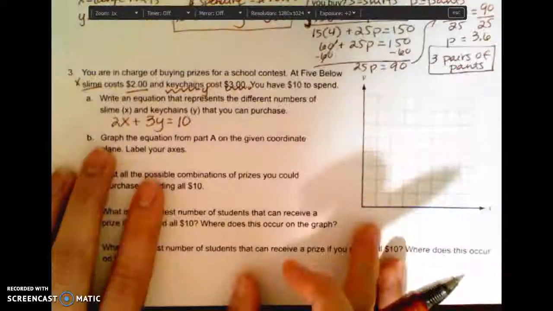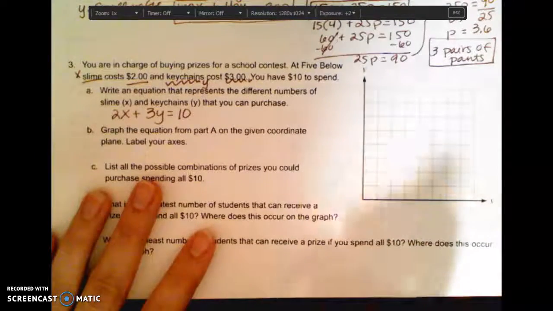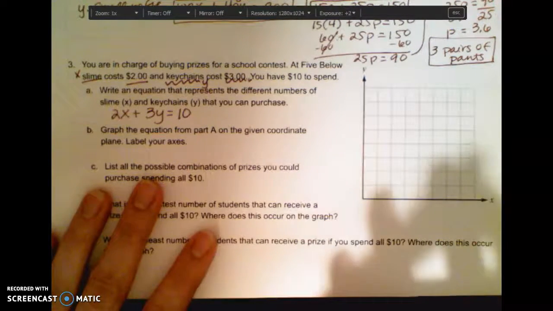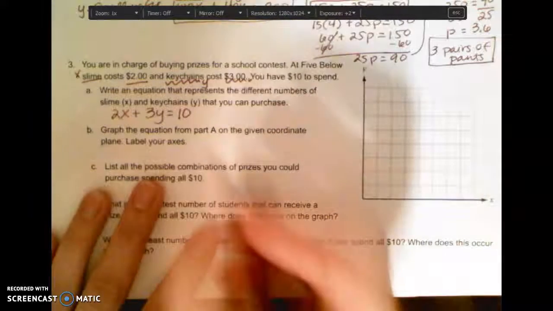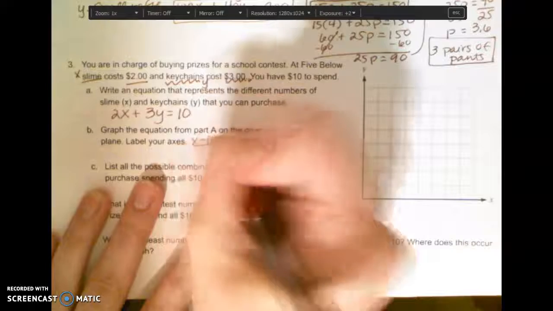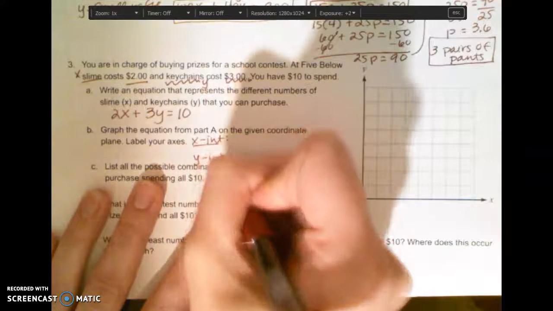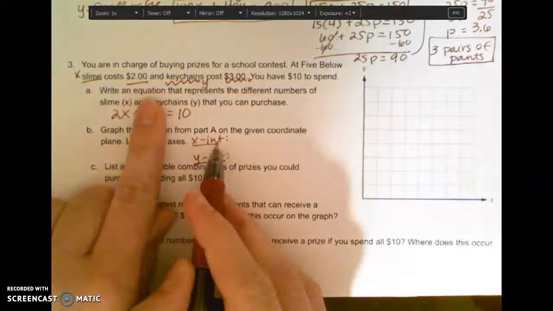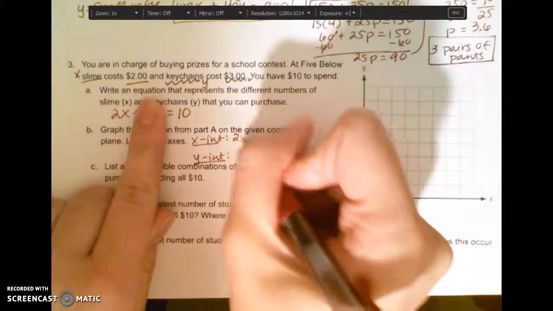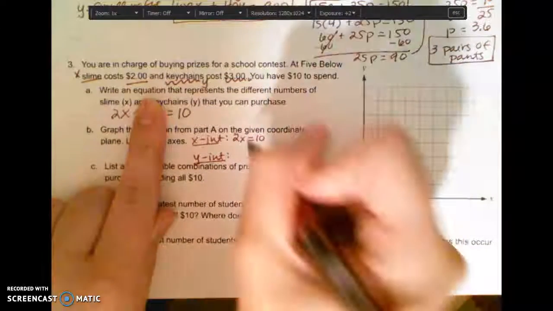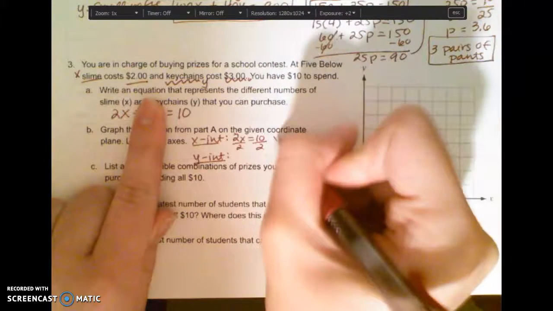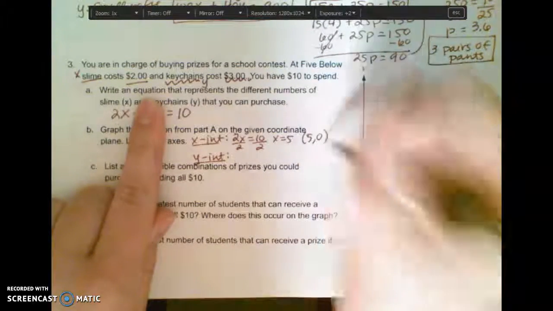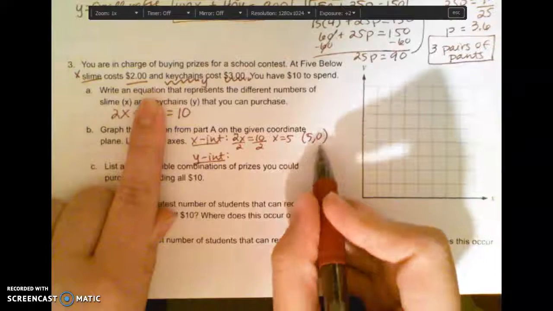It says graph the equation from part A on the given coordinate plane, label your axes. So the way that it's going to be easiest to graph it is if we use the intercepts. It's in standard form. So that means I can find the x-intercept and the y-intercept. Well, remember, when I find the x-intercept, I let y equal 0. So I'm just going to cover up y here. To find the x-intercept, I'm going to have 2x equals 10. I'm going to get the x by itself. So that gives me x equals 5. So that means that my x-intercept is 5, 0, because I plugged in a 0 for y.